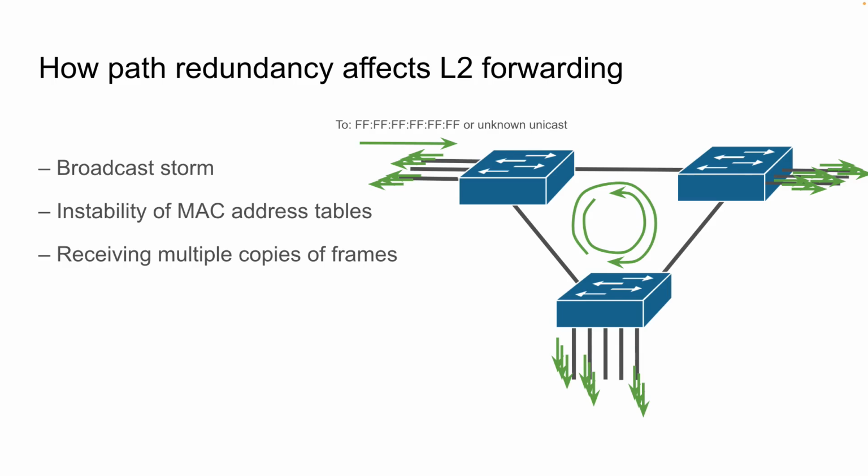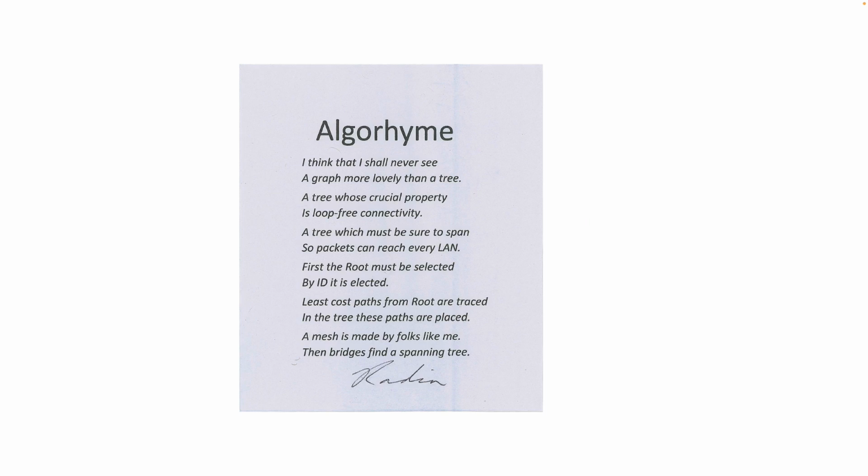And the last but not the least consequence is receiving multiple copies of frames, because these broadcast frames must be sent out towards access ports. They are constantly copied towards access ports from this loop. So what can we do with this? Of course, we can follow the description of spanning tree protocol and algorithm, first developed by Radia Perlman.